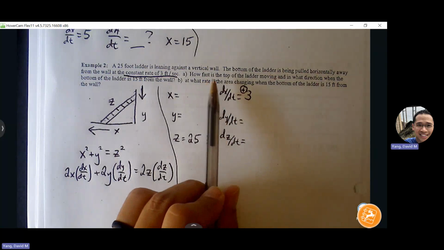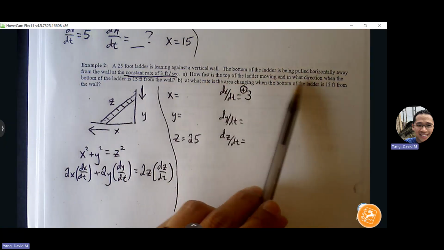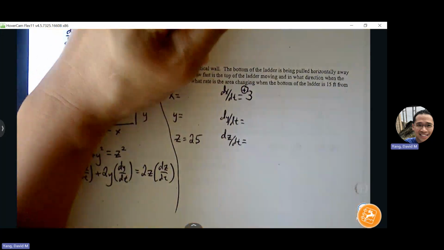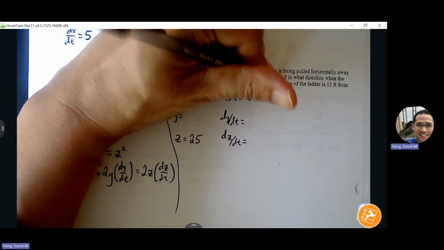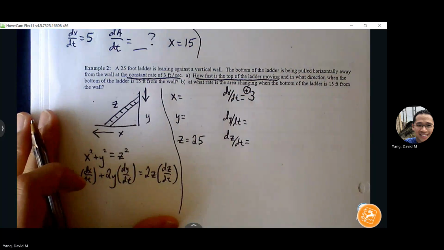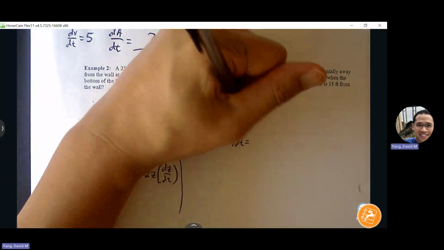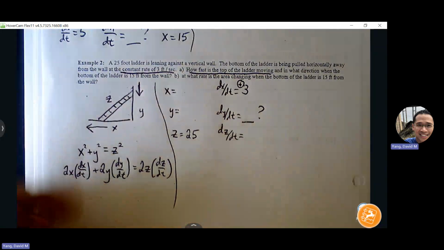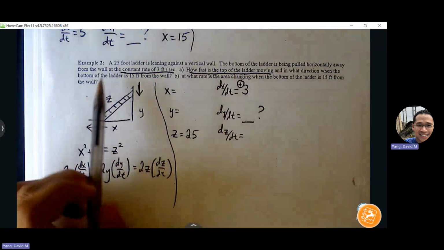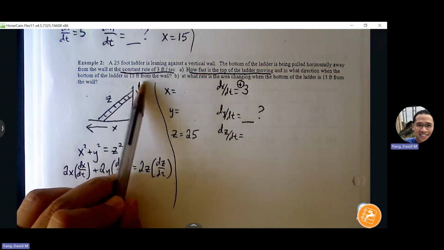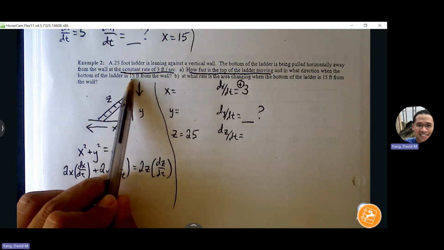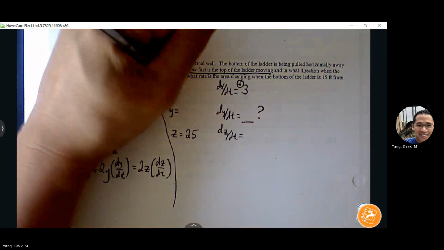All right, how fast is the top of the ladder moving and in what direction when the bottom of the ladder is 15 feet from the wall? Okay, what are we looking for here? How fast is the top of the ladder moving? dy over dt. That's the unknown. That is our ultimate goal for this part A. When the bottom of the ladder is 15 feet from the wall, what is that referring to? x.